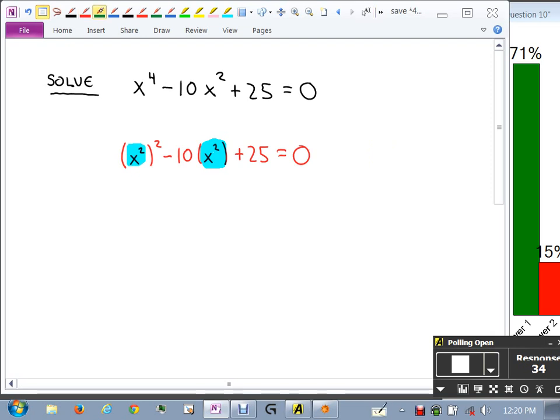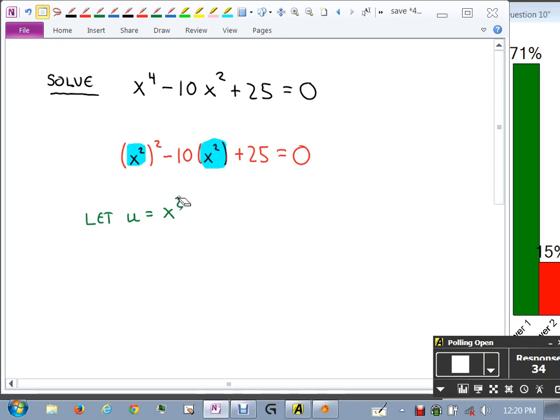Okay, so what we do is we make a substitution. Whatever the thing is in blue here is going to be what we substitute. And we usually like to use the letter U. So this is what you were referring to a little while ago. I'm going to say let U be, go ahead.